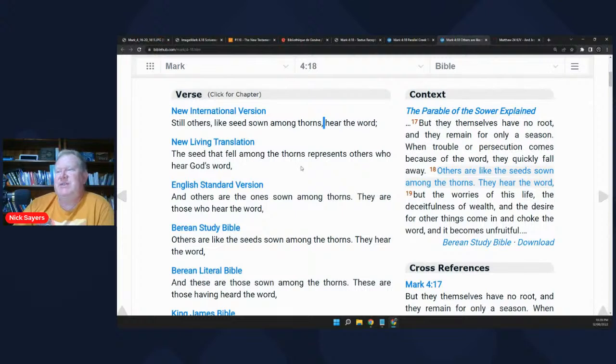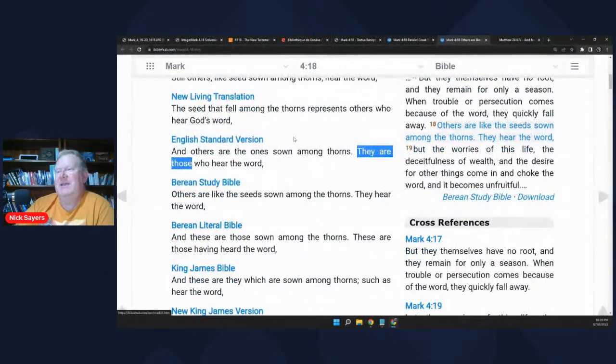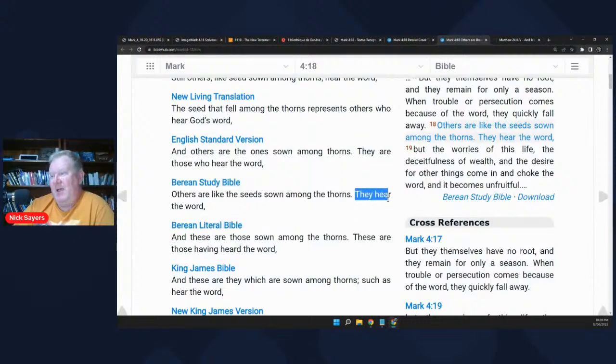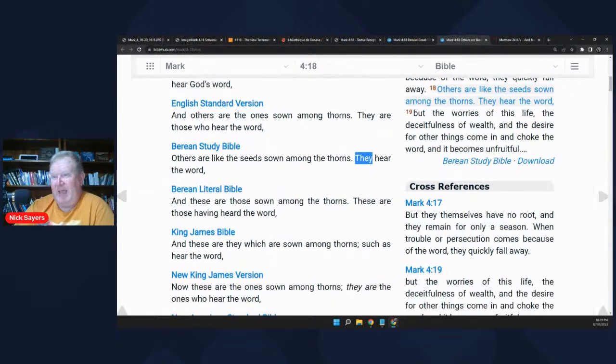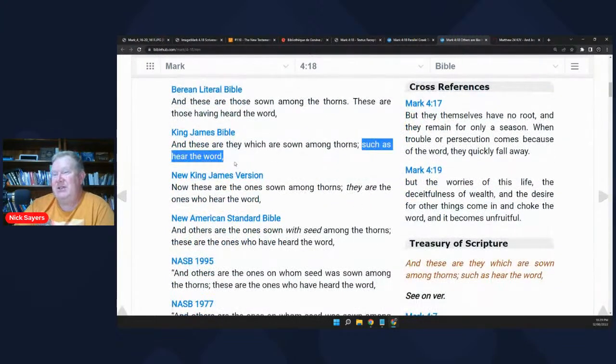New Living Translation, the seed that fell among the thorns represents others who hear the word, such as English Standard Version, and others are the ones sown among thorns. These are those. So yes, it's following faithfully the text there in the ESV. Here it has they, or these are those, or such as, hear the word. So yeah, we can go through all those editions, but what we're really concerned about is the Textus Receptus. So here we have such as, hear the word.